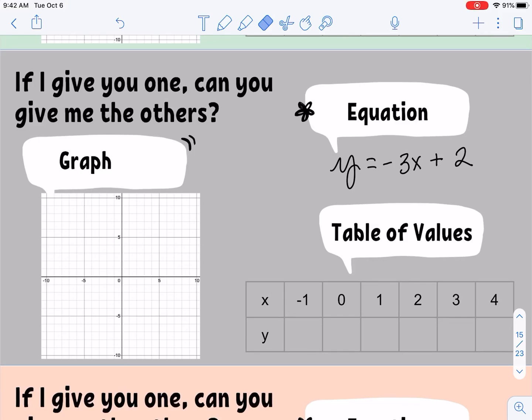Okay, we're going to start with this problem, and we've got an equation. Now we've done problems similar to this, so hopefully this one shouldn't be too bad. Y equals negative 3x plus 2. Write that down, pause the video, come back when you have graphed it, and determine a table of values.